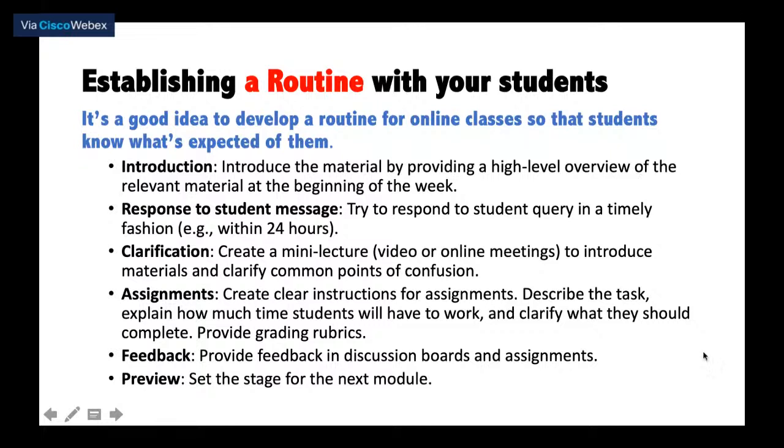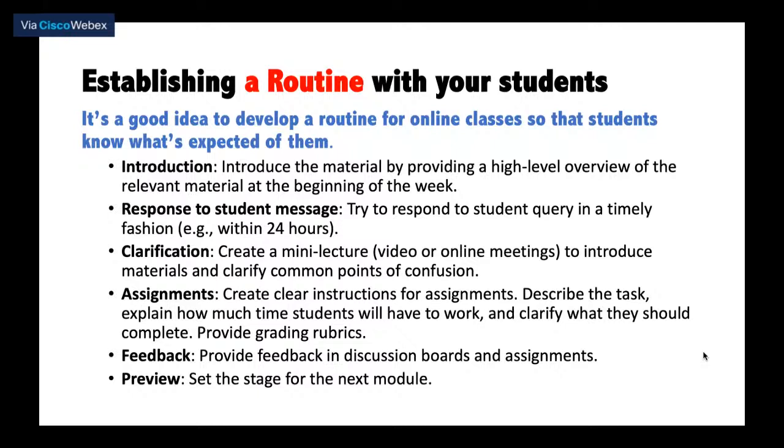Okay. So first, during the first class, this is what I always do. Before the pandemic, although it was face to face, I established a routine with my students, so that they will know what's expected of them. First, I introduce that every week I will do like this. The material, I'm going to provide using different ways and so on. So establish the routine, so they will expect.